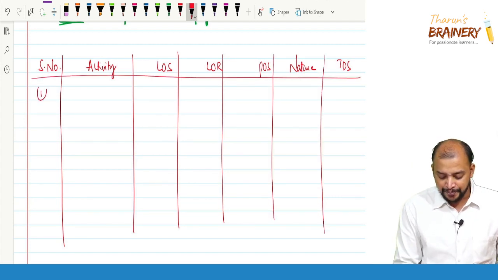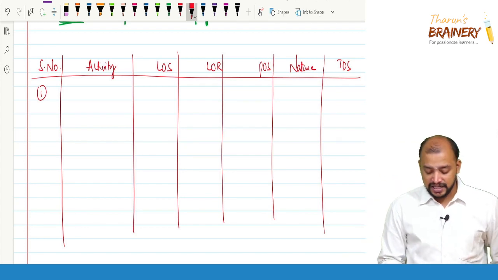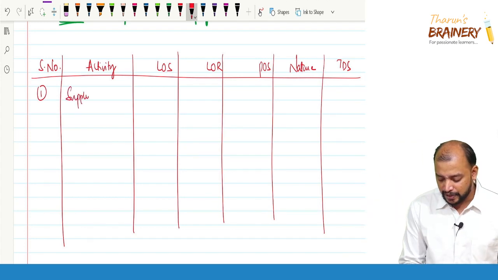So number 1, let's take an activity. That activity is supply of goods by X in Maharashtra to government of Maharashtra.